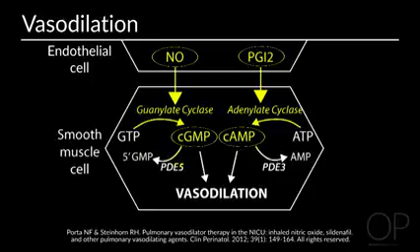cGMP is metabolized by the phosphodiesterase type 5, while cAMP is metabolized by phosphodiesterase type 3. And with the increase in cGMP and cAMP, nitric oxide and prostaglandins are able to relax the pulmonary vasculature.